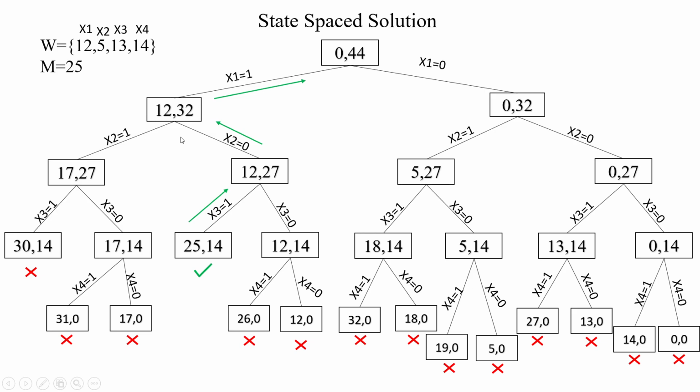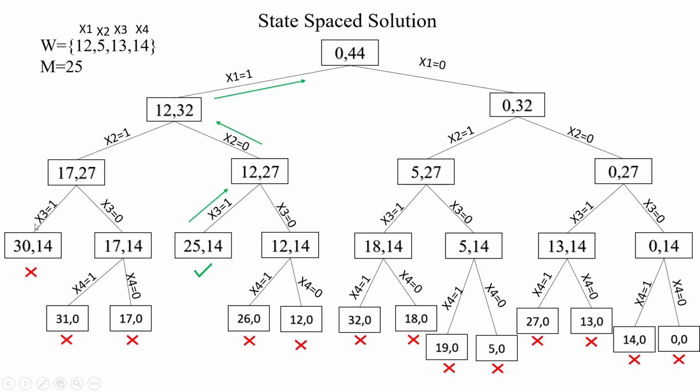From this node we can see that now we include the second weight, which is 5. Including the second weight adds up to the 12: 12 plus 5 becomes 17, and the 5 will be removed from the 32. Then it will become 27. From this node we will include the third weight, which is 13. By including the third weight 13, 17 plus 13 becomes 30, and removing 13 from the total weight, it will become 14.